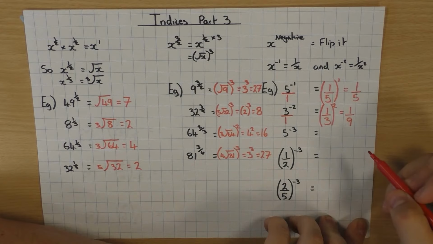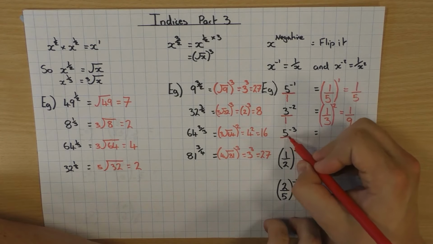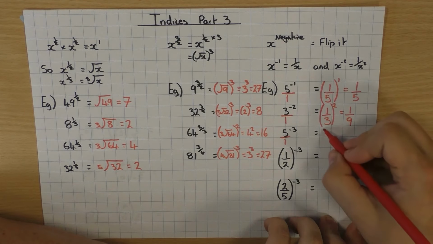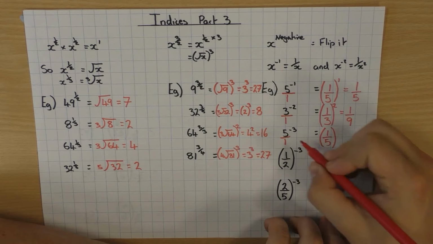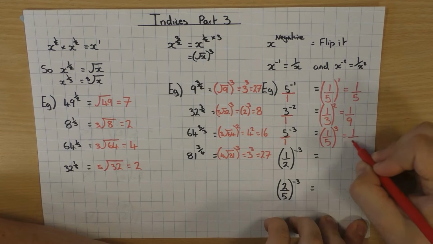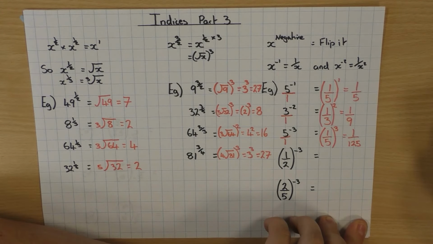Let's have a go at this one then. So 5 to the power of -3. Again, consider it as a fraction. So 5 over 1. It's the power of a minus, so I flip it. So it's going to be 1 over 5. I've still got to cube it, so there's my cubed. 1 cubed is 1. 5 cubed, 125. Okay, so the minus just means you flip it, and then you do everything else that you need to do.